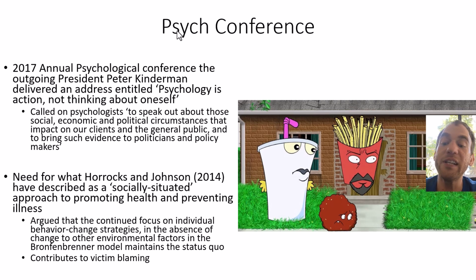So there's a need for what Horrocks and Johnson have described as a socially situated approach to promoting health and preventing illness. They argued that continued focus on individual behavioral change strategies, in the absence of change to other environmental factors in the Bronfenbrenner model, will maintain the status quo and contribute to victim blaming. As we already talked about, the idea of the Bronfenbrenner model, here we have a term called socially situated. That is, you exist within a context, and your developmental outcomes and health outcomes are going to be influenced by that context.